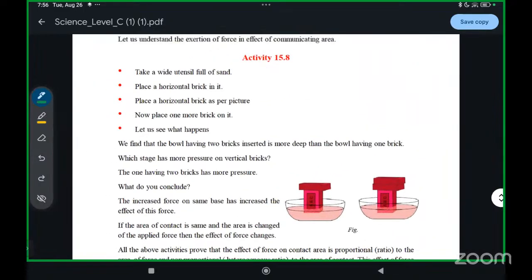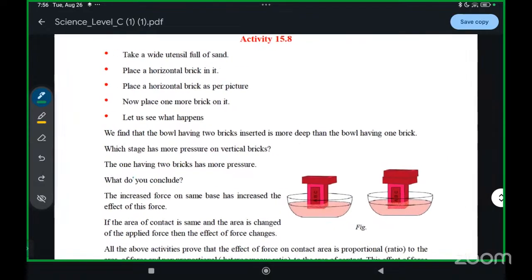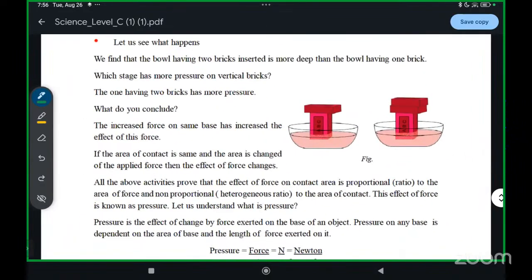Take a wide utensil full of sand and place a brick horizontally in it. Now place one more brick on it. Let's see what happens. We find that the bowl having two bricks sinks more deeply than the bowl having one brick. Which one has more pressure on the vertical brick? The one having two bricks has more pressure.